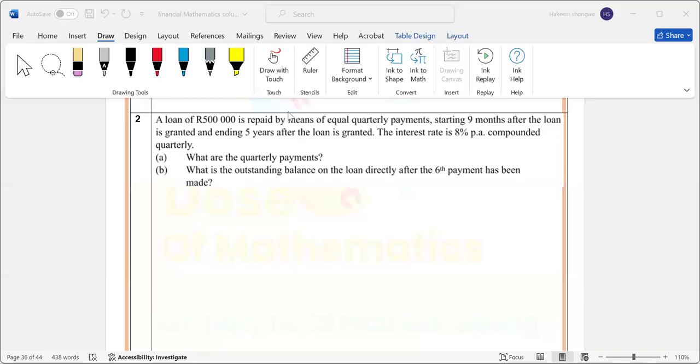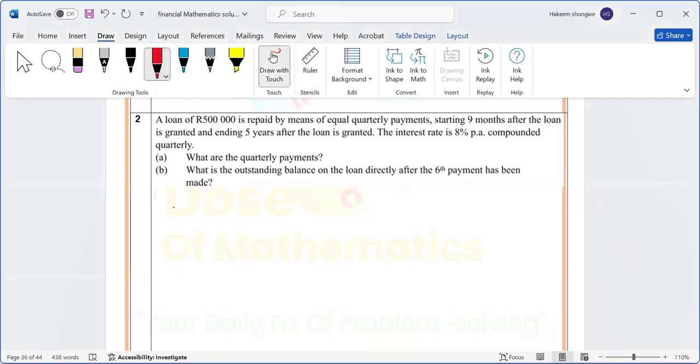The loan of 500,000 is to be repaid by quarterly payments. So you're supposed to make your first payment 3 months after the granting of the loan. So you have T0. When are you supposed to make your first payment? 3 months after, at T1. But at T1 you don't make the payment. And then 6 months after, which is T2, you also don't make the payment.